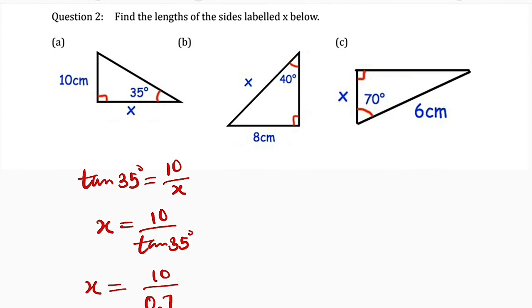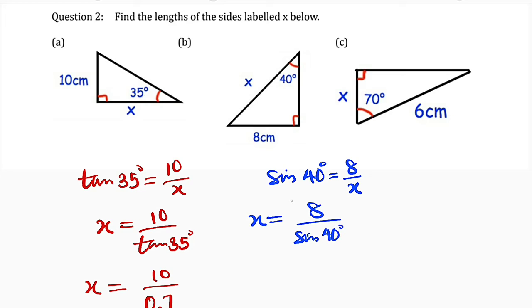So you move to the next one. What is the relationship between the hypotenuse and the opposite side? Because this is the angle of reference, the side directly opposite to that angle will be the opposite side. So this will be sine of 40 degrees equals opposite divided by hypotenuse, which is x. So x will be equal to 8 divided by sine of 40 degrees.